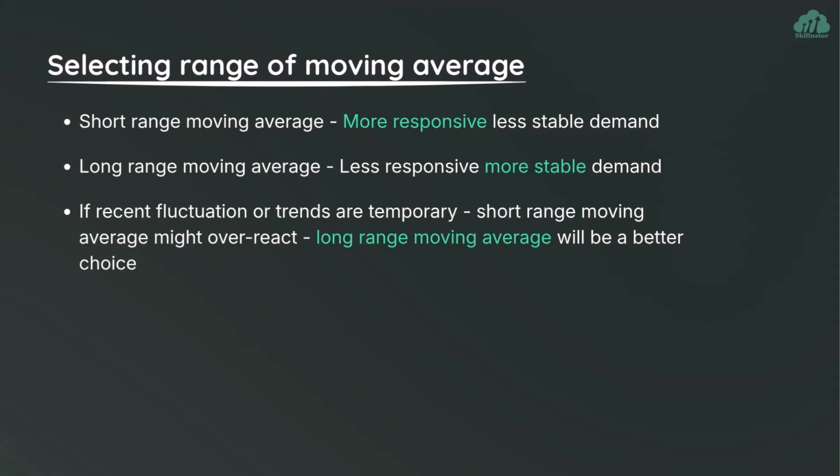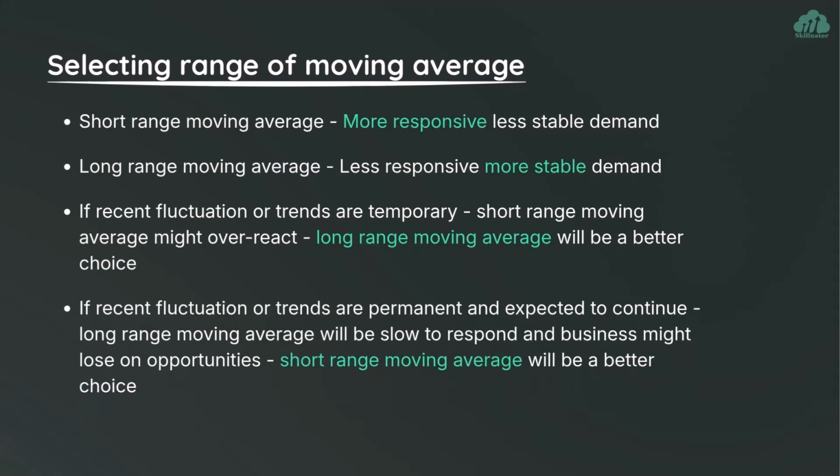On the other hand, if the recent spike in demand is of a permanent nature and the business expects it to continue, then using a long-range moving average might be too slow to react to these genuine demand shifts. This is why choosing the range of moving average is not a technical decision or a mathematical decision. It's a business decision. The right choice depends upon the nature of the product, the life cycle of the product, and how quickly the business wants the forecast to react.